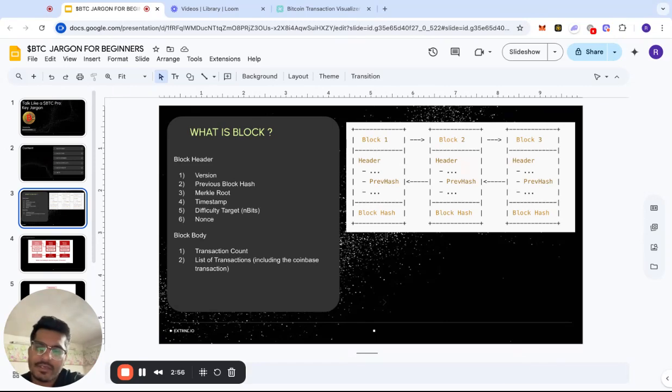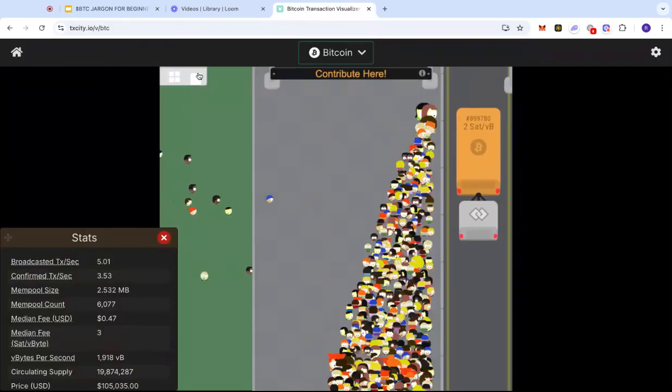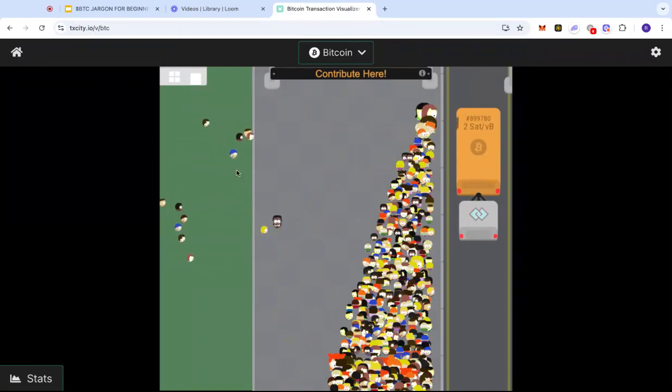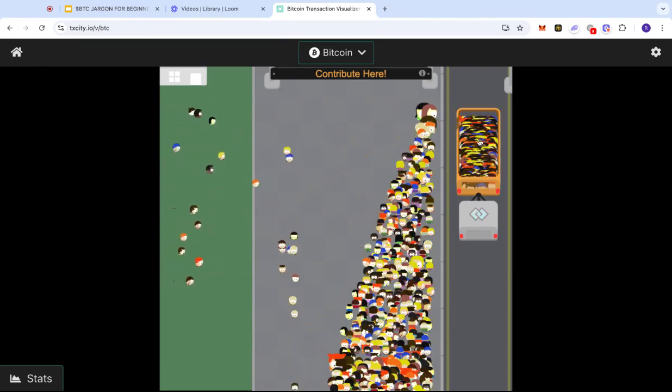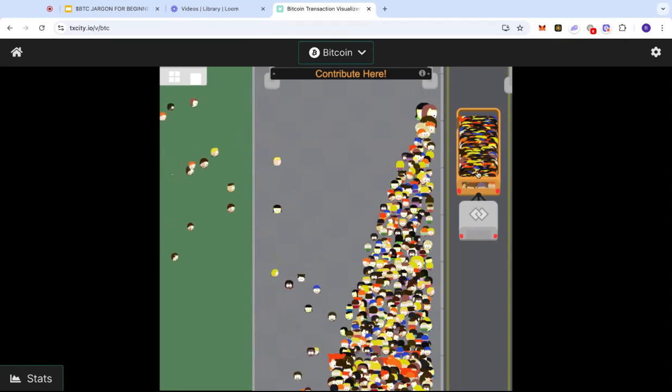I have a very interesting website that I would like to show you. I hope you all are able to see this. Now you can see these small minions, which are basically the new transactions. See how these transactions are coming here. This is the block. When I click on that block, you see there are n number of transactions.